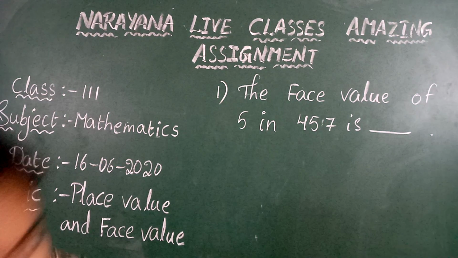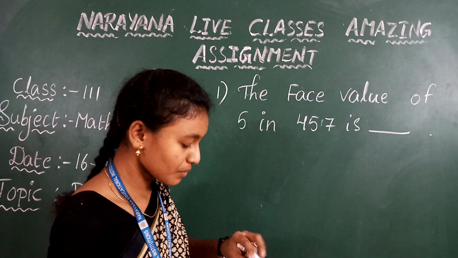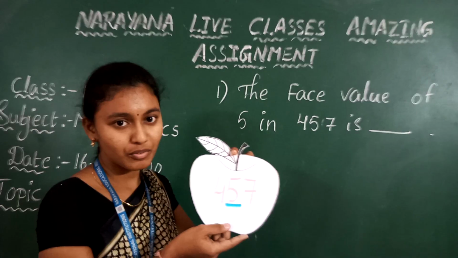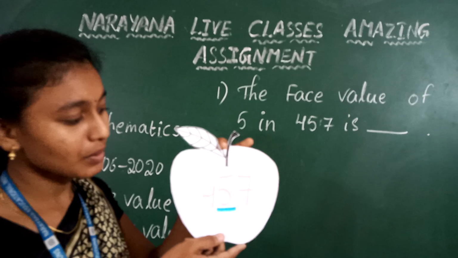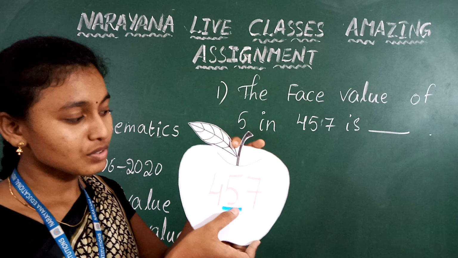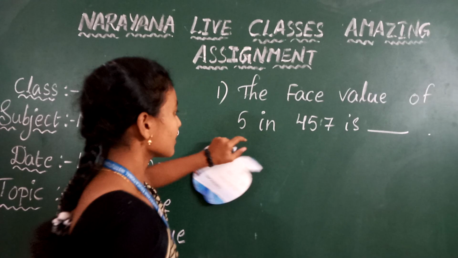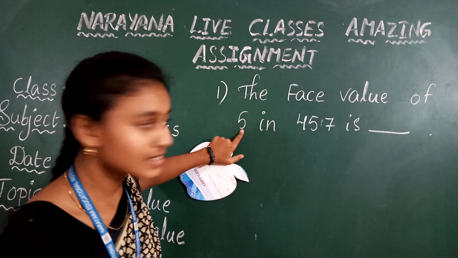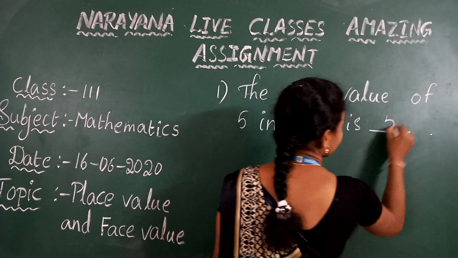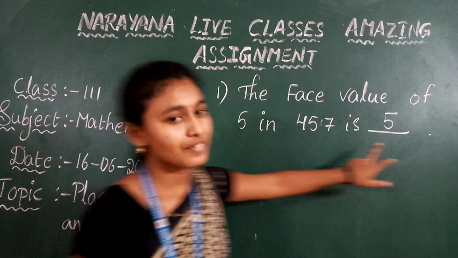So what is the given number here? 457 is the given number, right? So we have to find out the face value of 5. Face value means the digit itself. So the face value of 5 is 5.